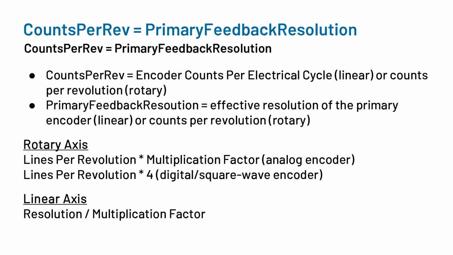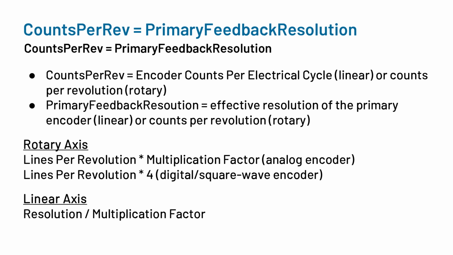Analog encoders would multiply the lines per revolution specification of your encoder by a multiplication factor, which is dictated by another parameter in the parameter file. Digital encoders, on the other hand, would multiply it by 4 because of the quadrature nature of the digital encoder. For linear stages, on the other hand, we would need to calculate the effective encoder resolution of your encoder in microns for the primary feedback resolution parameter.